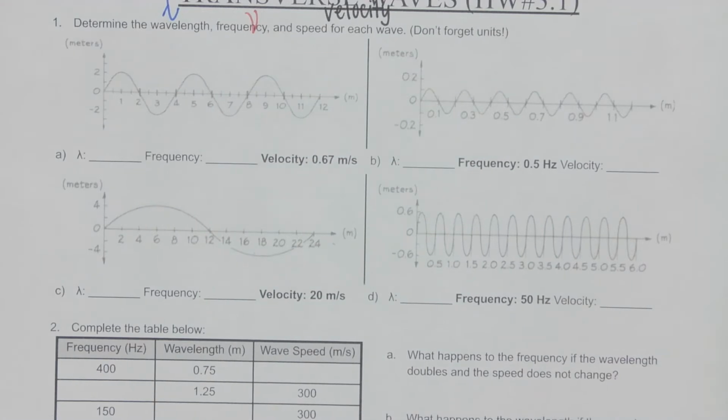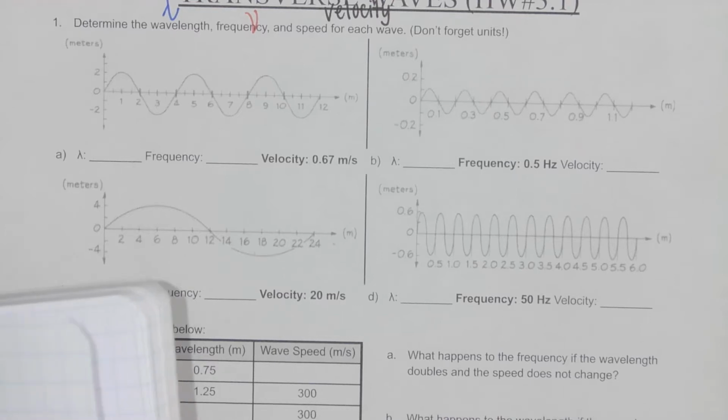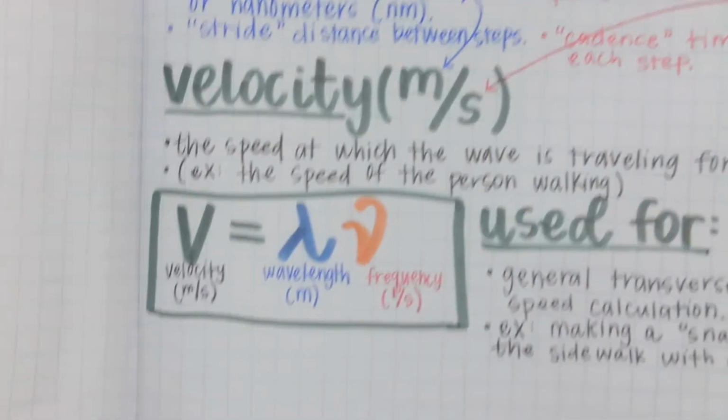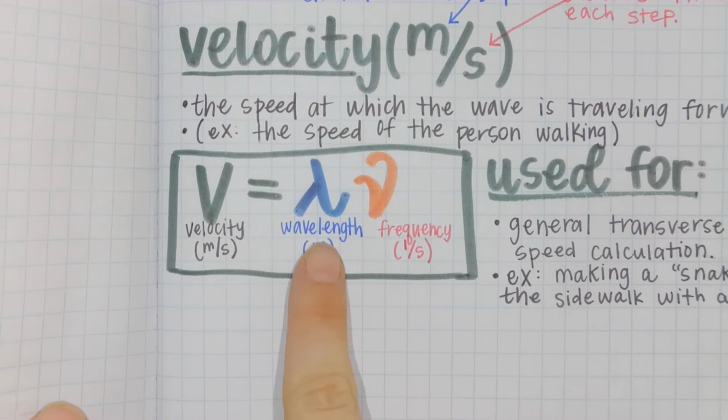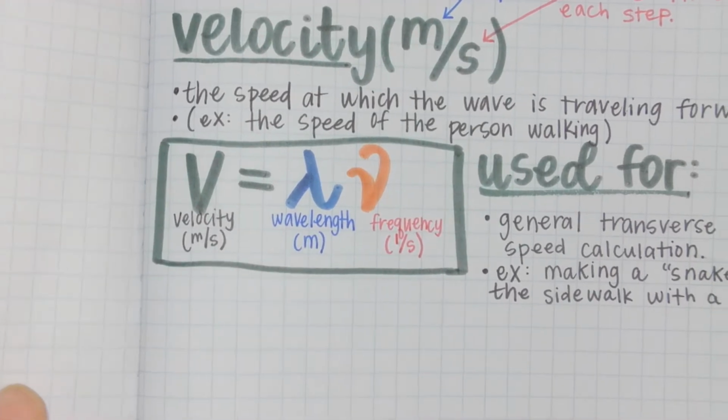For each wave, don't forget the units, and from the notes that we just took, we have one equation, so it's pretty easy to know what equation to use when you only have one equation so far. But the equation we've got is that the velocity is equal to wavelength multiplied by frequency.